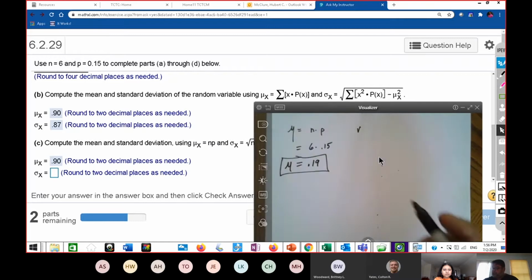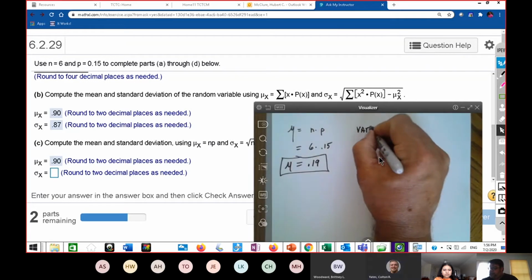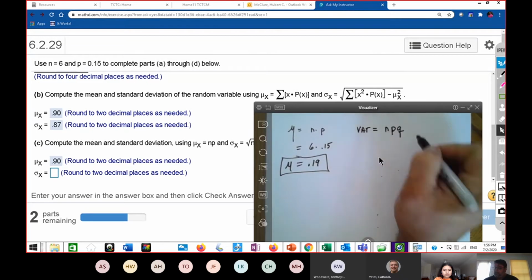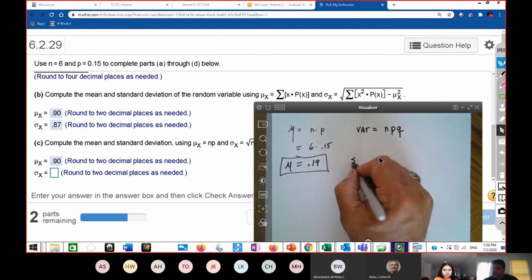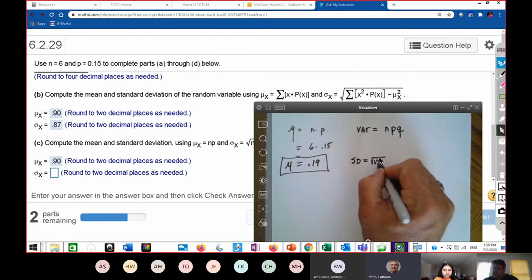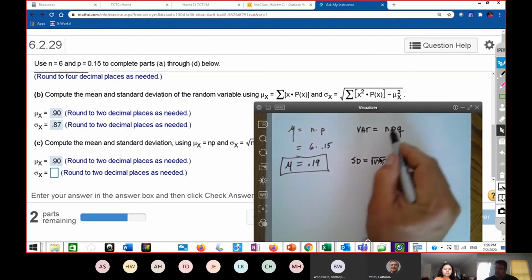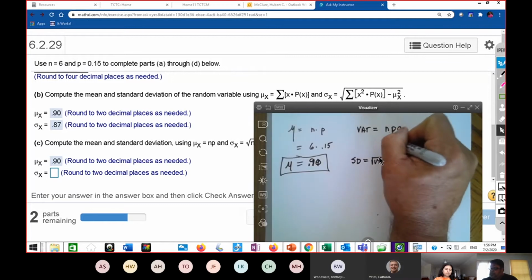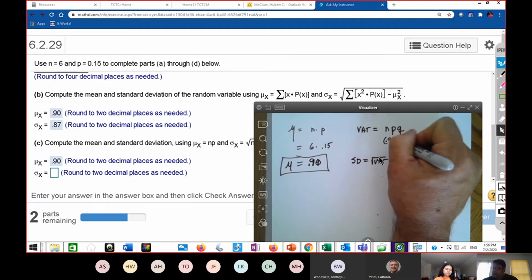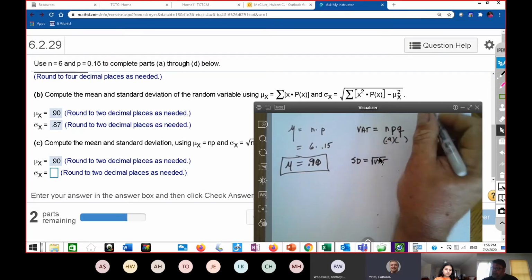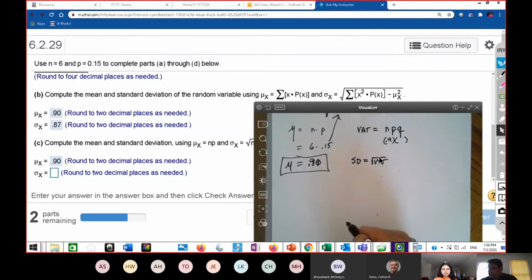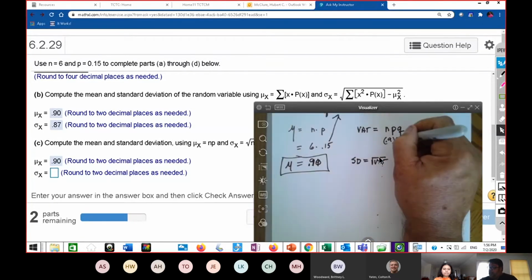And we went over this the other day. The variance is equal to npq, and then, of course, the standard deviation is the square root of the variance. So n times p is 0.9, so that's 0.9 times q. Well, q is what? 0.85. It's the complement of 0.15. So 0.85 is right here.